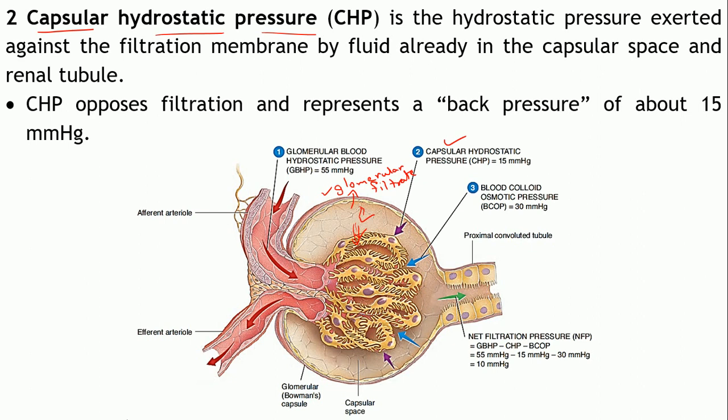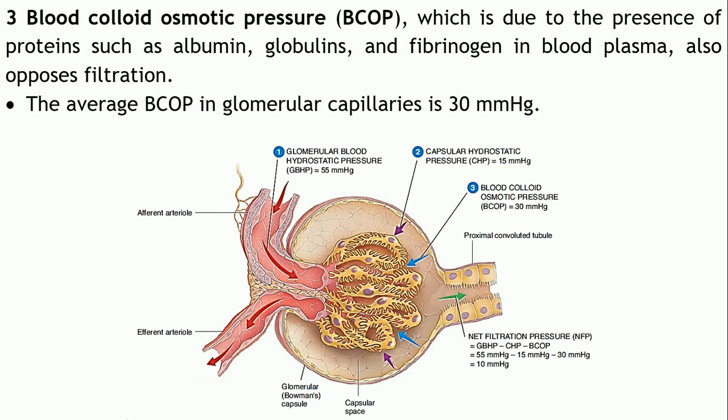Isn't it in the opposite direction to your filtration? Filtration takes place from here to here, but in which direction is this pressure getting exerted? From the capsular space towards your capillaries. So it is opposing the filtration process. It's a back pressure which is pushing the fluid in the reverse direction, and this pressure accounts for 15 mmHg, quite less as compared to the GBHP, but it is opposing the filtration.